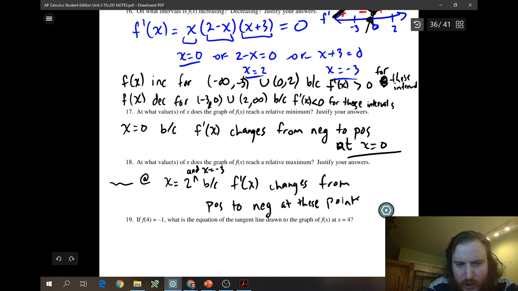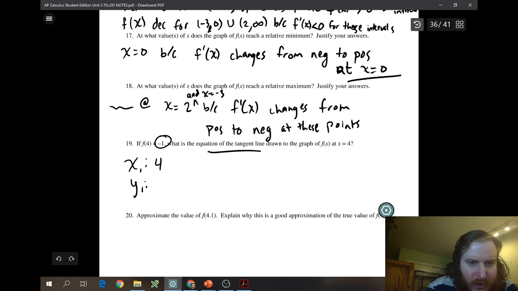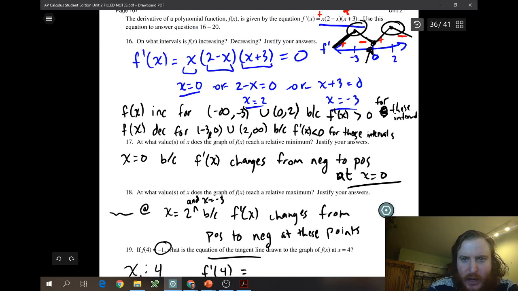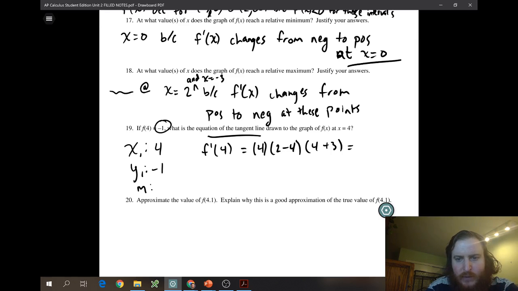Okay, and then finally, they give us f of 4 equals negative 1, and they want the equation of a tangent line. As soon as I see equation of a tangent line, x1 is 4. y1 is plugged into f, so that's negative 1. And for m, this is plugged into f prime. So we're going to do f prime of 4 for our m, right? And we already have this equation: x times 2 minus x times x plus 3. So x times 2 minus x times x plus 3. That's 4 times negative 2 is negative 8 times 7 is negative 56. So a very, very large magnitude for a slope, but that's okay.